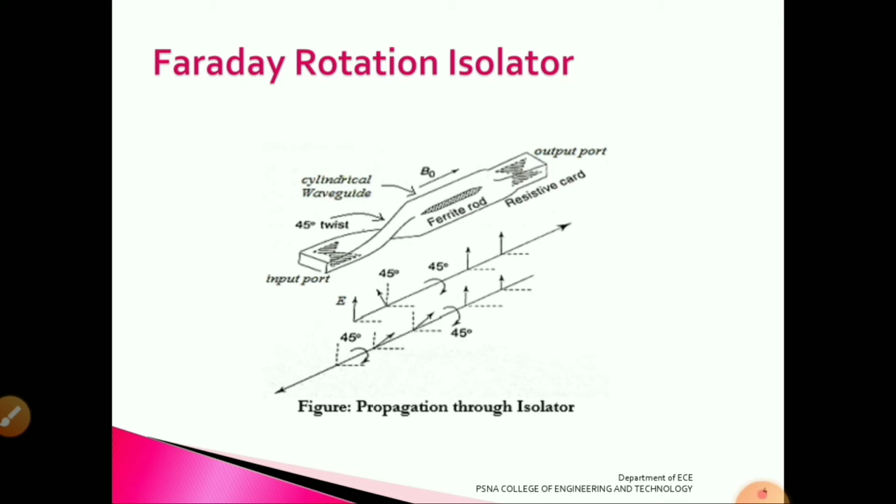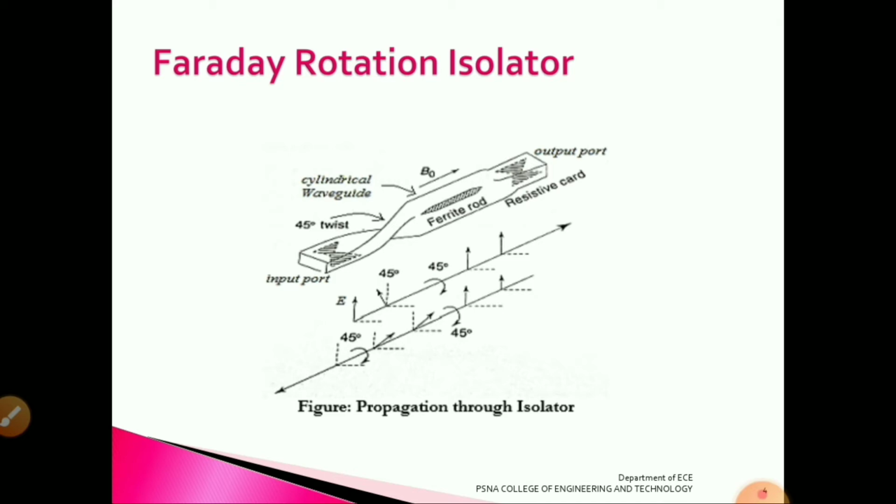At the input side, just entering into the input port, we can see the resistive card. This resistive card does not absorb the wave since the wave is perpendicular to its plane. Now the wave passes inside and it sees a 45-degree twist, and this twist provides a 45-degree rotation in the anti-clockwise direction. Then it reaches the circular waveguide, which has a ferrite rod. This ferrite rod provides a 45-degree rotation in the clockwise direction.